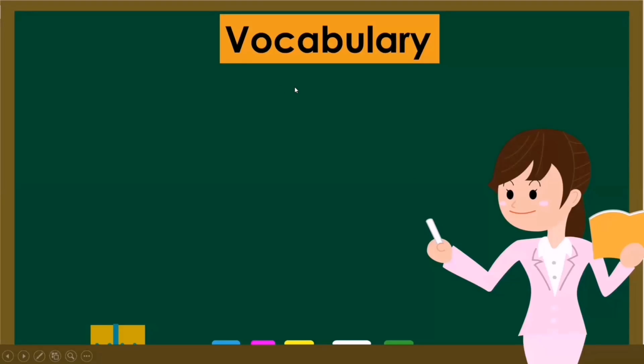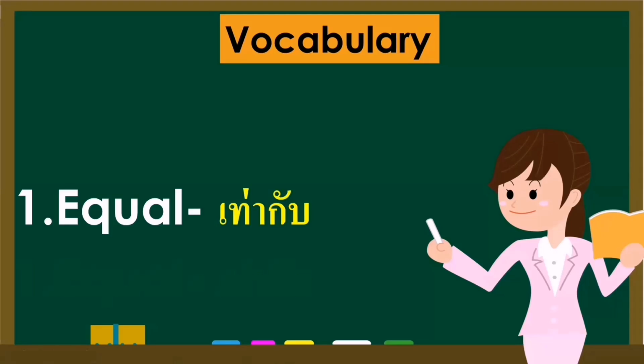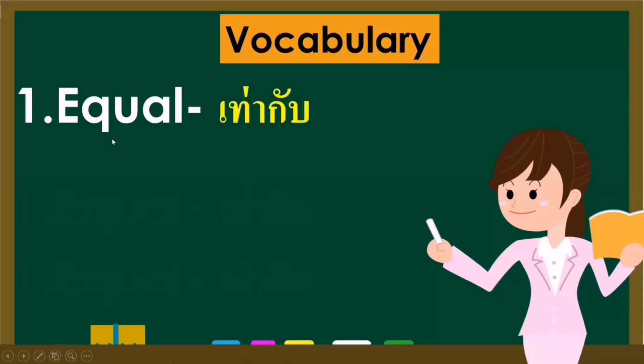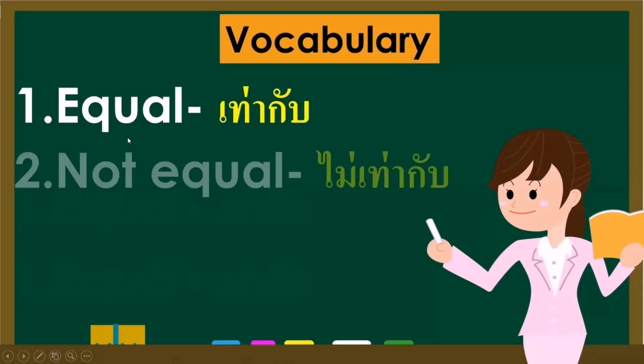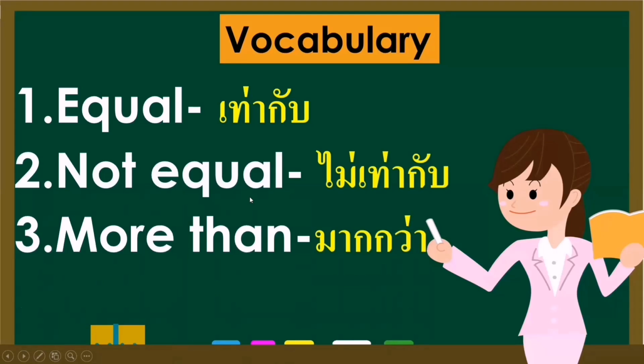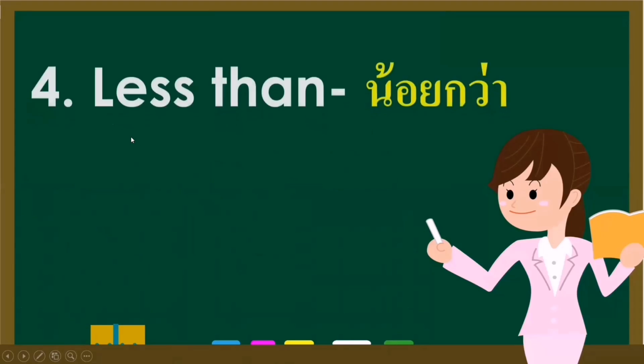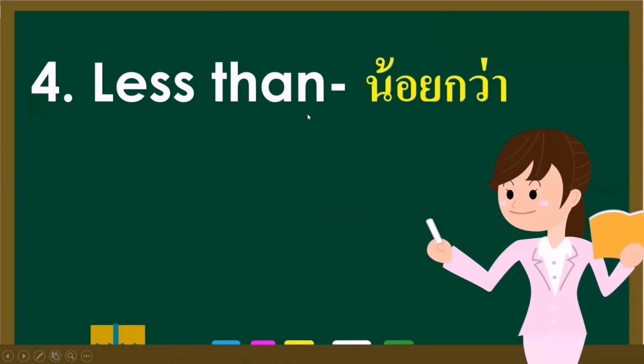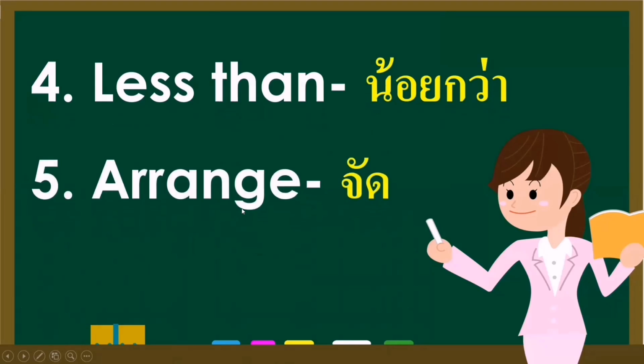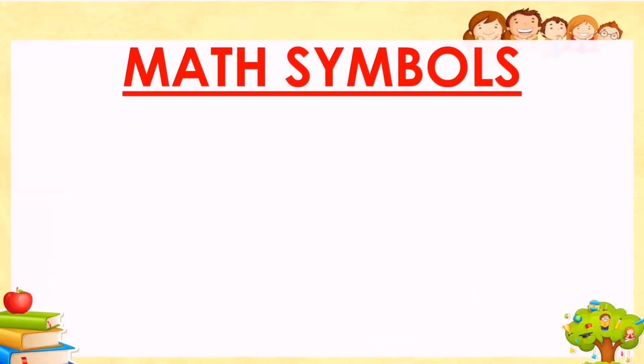But before that, let's read first the vocabulary. Number 1, equal. Number 2, not equal. 3, more than. 4, less than. 5, arrange. Okay, so these are the vocabulary for today. So let's proceed to our topic, which is math symbols used in comparing numbers.